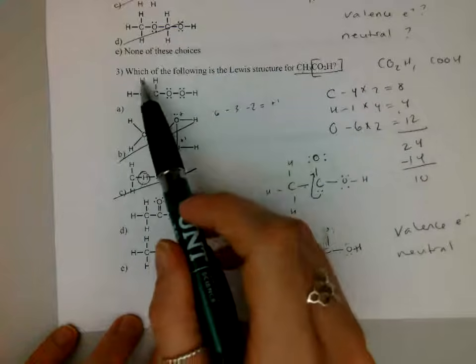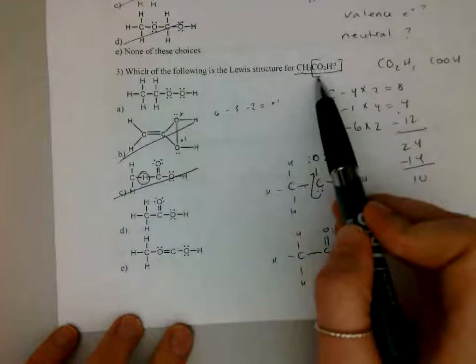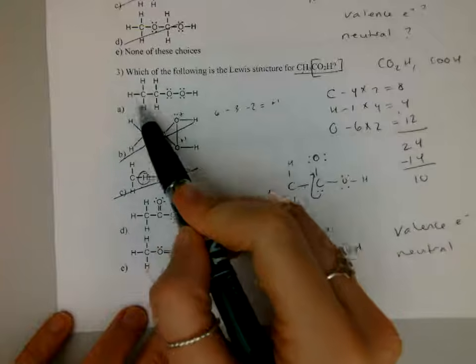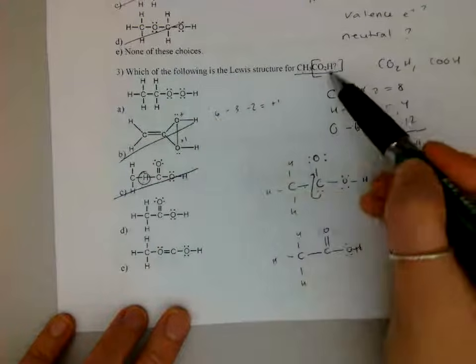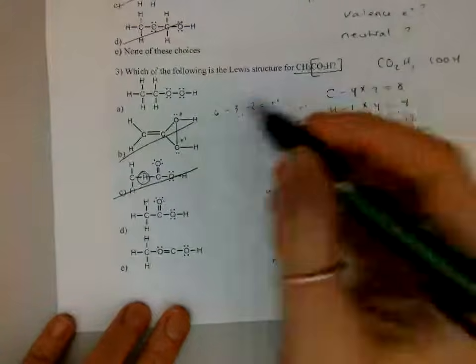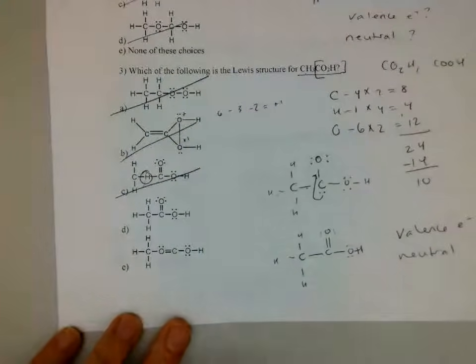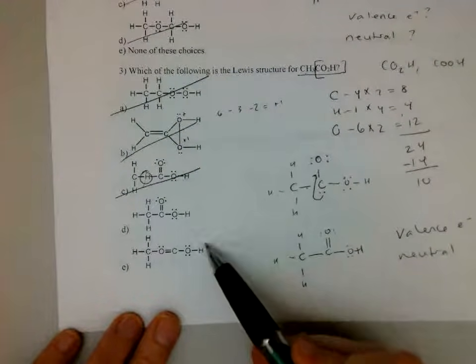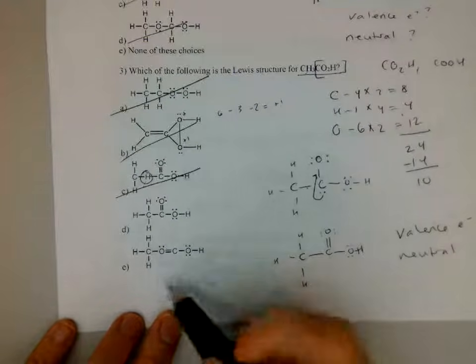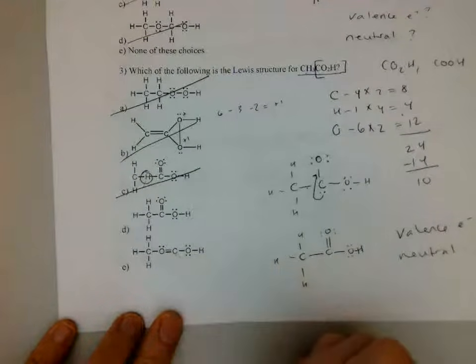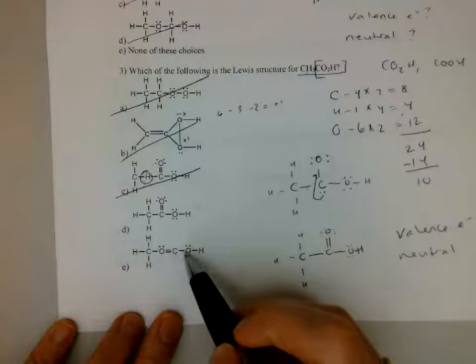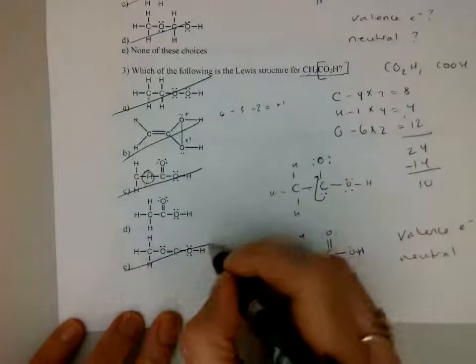This structure looks like it has too many hydrogens. So 1, 2, 3, 4, 5, 6 hydrogens, but there are only 4 in the original. So you can go ahead and actually get rid of that one as well. So that basically only leaves you with these bottom 2. And this carbon does not have a full valence set. It has 2, 4, 6, and that's it. So you can get rid of this one.